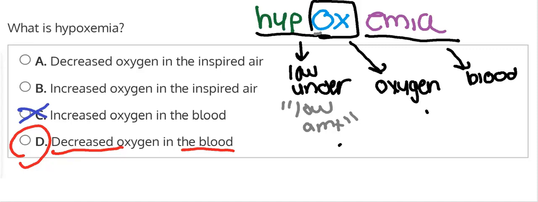Same thing with option B. It says increased oxygen in inspired air. Well, we know we can eliminate it right away because it's not increased oxygen. It should be low amounts of oxygen. So we eliminate option B.